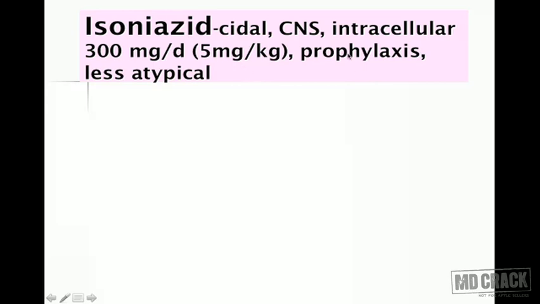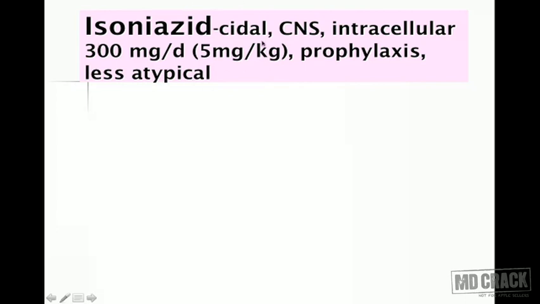Next item I'm writing is prophylaxis. It means isoniazid can be used for prophylaxis. And the next line I'm writing, it's less for atypical. It's got less action against the atypical mycobacteria. So in one title you can understand so many facts about the single agent.